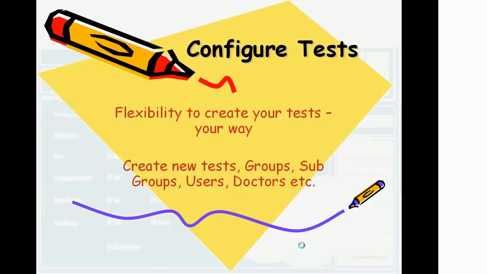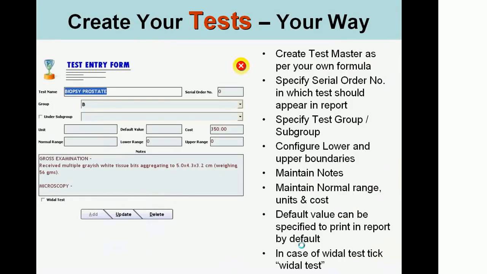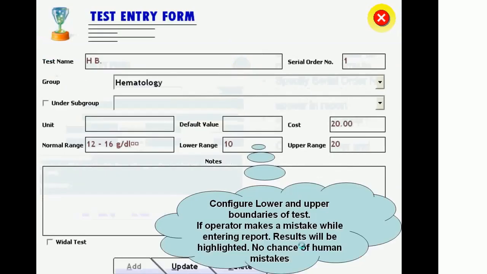Test Master in ELab software is so flexible, there is no limit for creating new Test Master, modify any existing test master or delete any test master. While creating new test master, we can define the serial order of the test master to maintain the universal sequence in printing, test group name, subgroup name, unit, default values, cost, normal range, lower boundary and upper boundary of test.